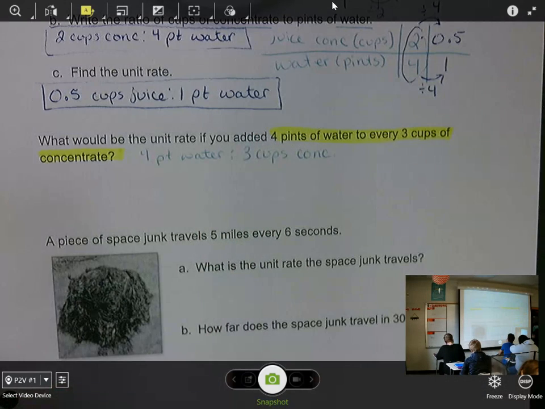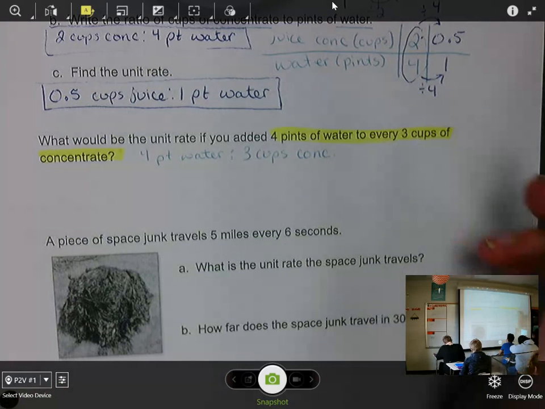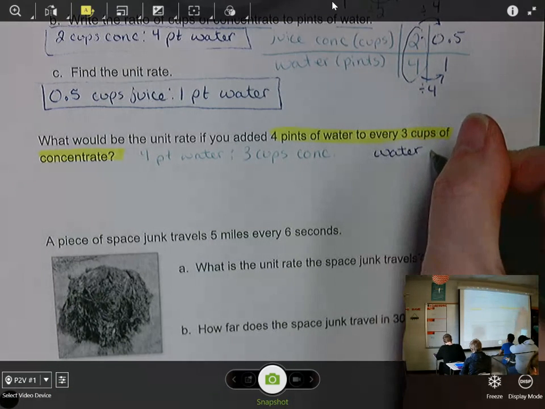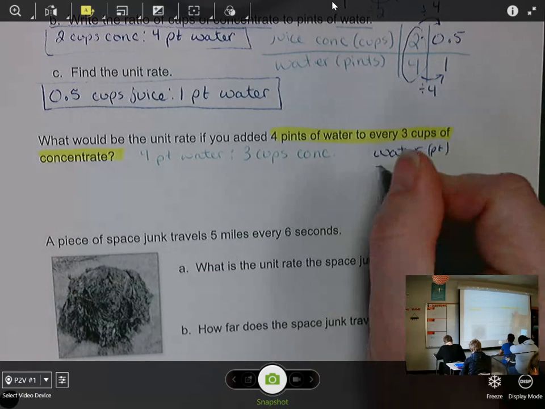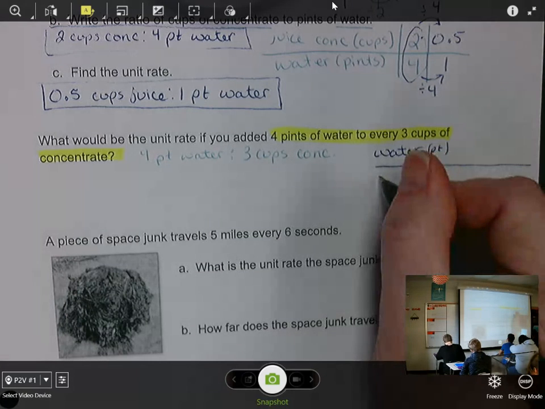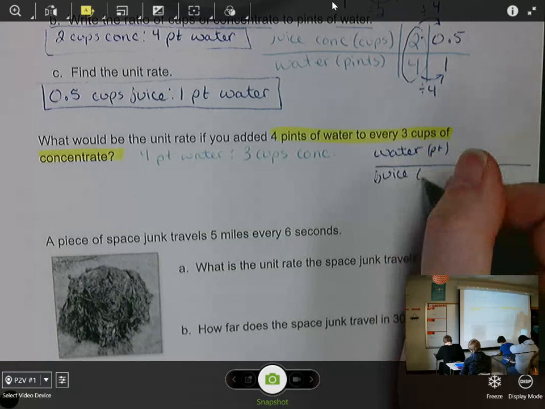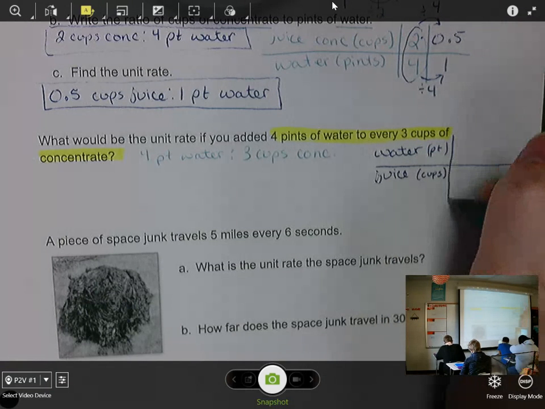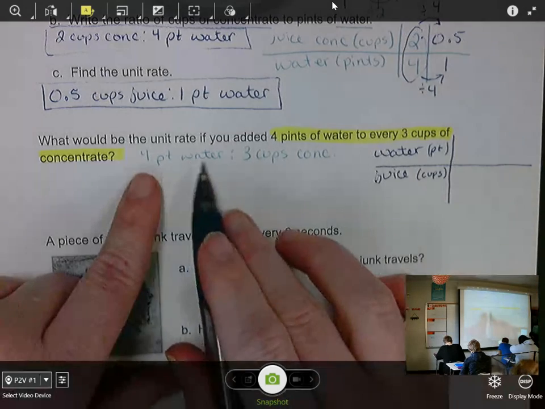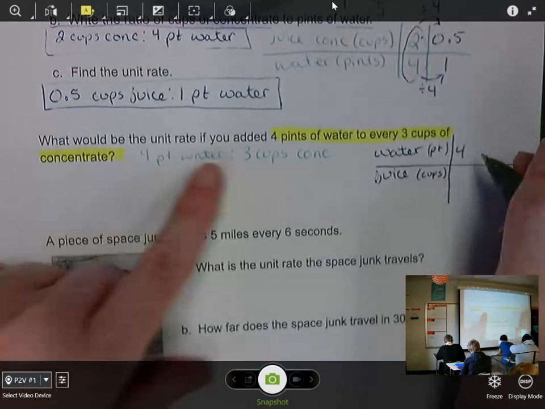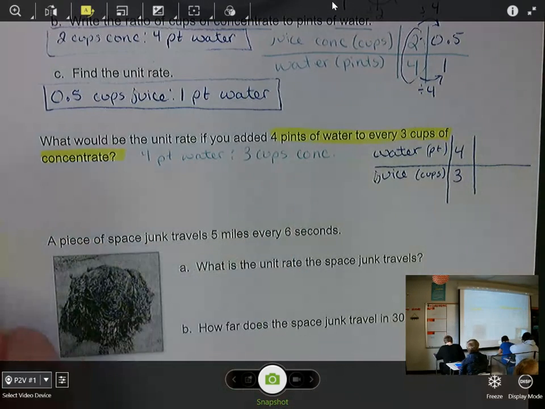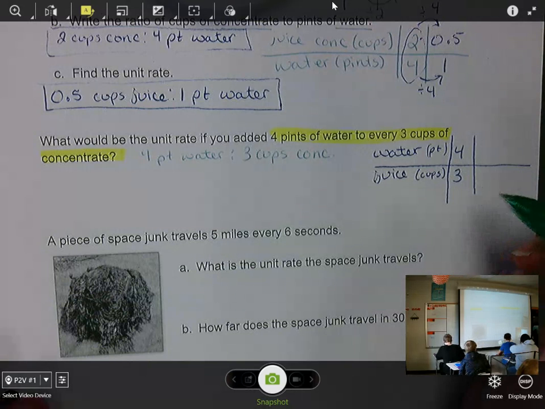Now, like I said earlier, it helps a lot of people to make that table. So we would do water on top, in pints, and then juice on bottom, which is in cups. It says 4 pints of water, so 4 would go on top, and 3 cups of concentrate would go on bottom. Now, to find the unit rate, this is just the rate. I need to divide both of these by some type of number.